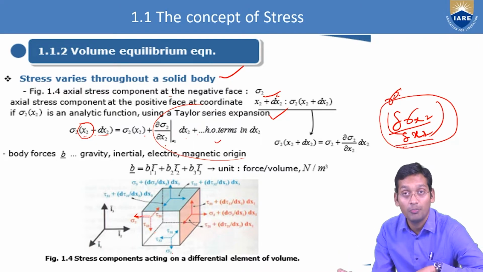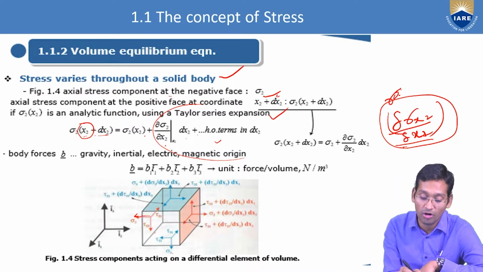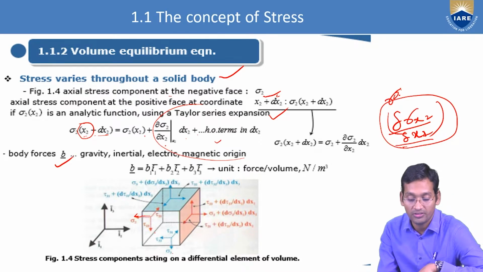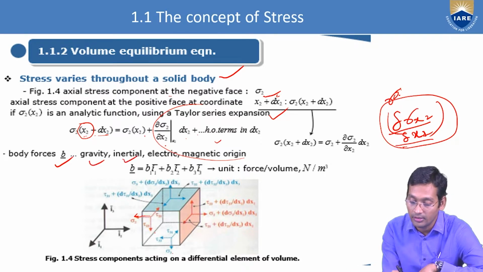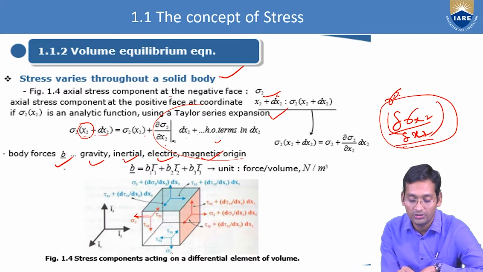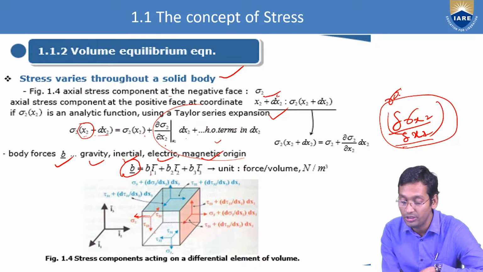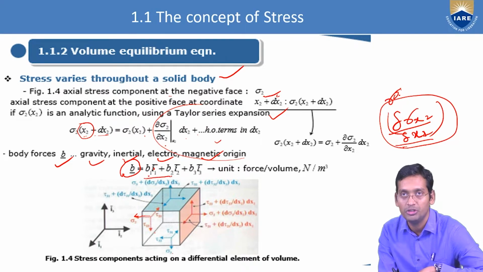Now if a body force is present inside the body, it has mass, so definitely it will act as a gravitational force or similar. So suppose the body force is B. What is that? Gravity, inertial, electrical and magnetic. If these are there, then their components will be in whichever direction they act. So B1 will be in the I1 direction, B2 in the I2 direction, B3 in the I3 direction, right? What will be the unit?